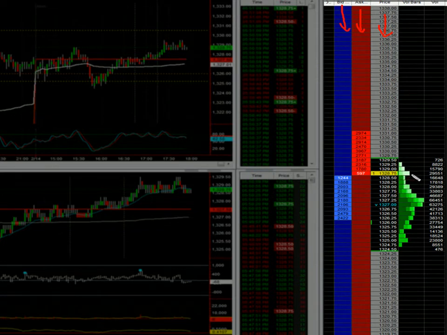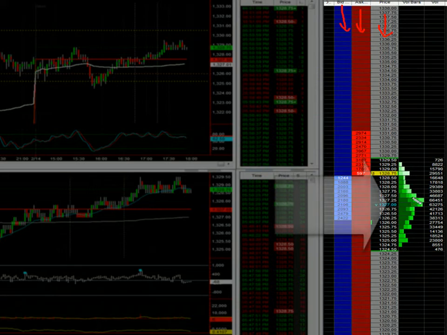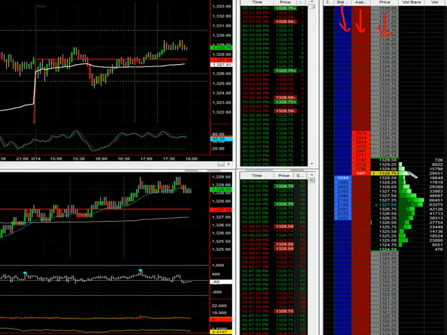A nice visual representation here. TradeStation does a good job of that. And here's the actual volume figure. So you can see the cluster of volume occurring around the sort of midpoint of the day and the VWAP. But this is the S&P as an example.